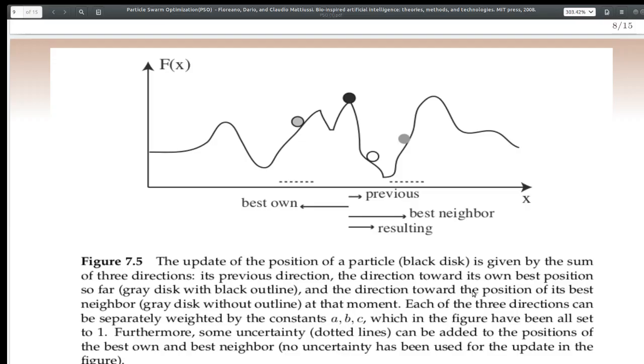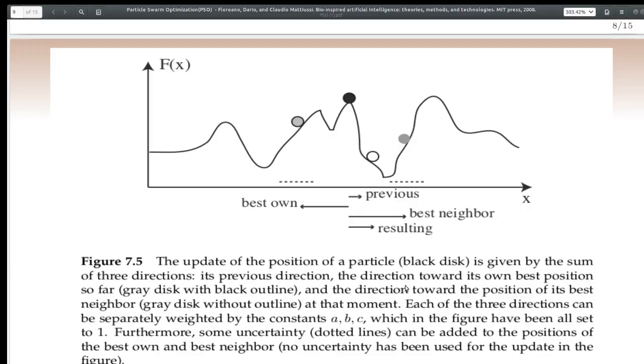So this is the pictorial representation of the logic that we have discussed. Here the update of the position of the particle of interest, represented as a black disk, is given by the sum of three directions. First is its previous direction, second is the direction towards its own best position, and third is the direction towards the position of its best neighbor.